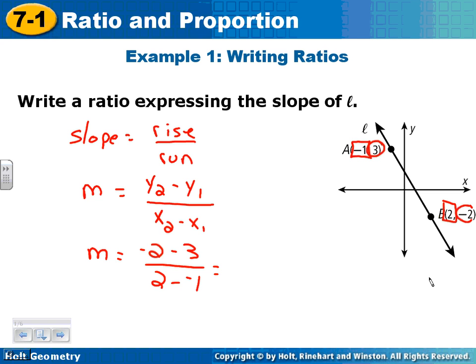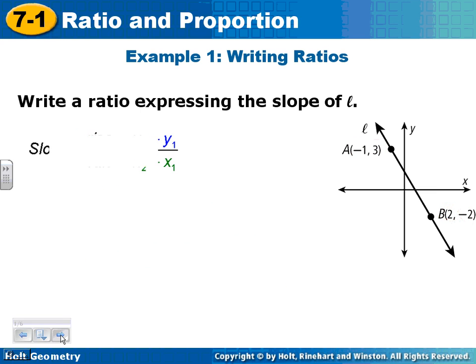Now simplifying that, the top would be -2 minus 3. That's -5. And then 2 minus -1 would be +1, so 3. And that fraction cannot be simplified. So that's the ratio of my slope. Ratio is just a fancy word for fraction.